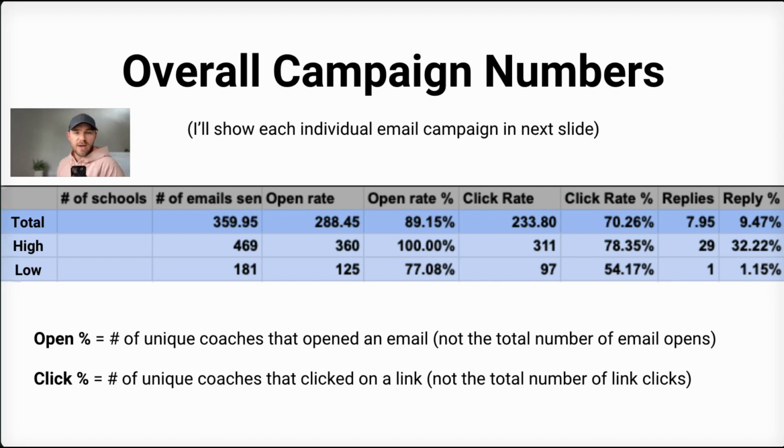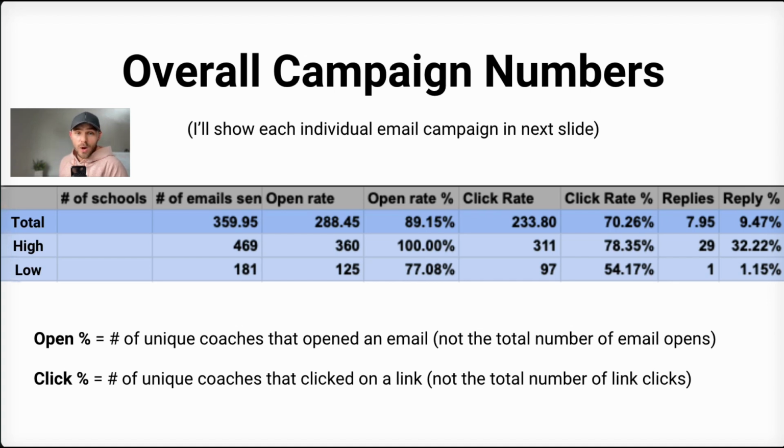Still, even at 65 to 80%, we're getting lots of exposure, and that's higher than most other athletes and people that I'm hearing from. And then that percent, the 89.15%, that is the unique number of opens. So that doesn't mean the percentage of all emails that we sent that were opened. It means if we emailed 100 college coaches, 89 of them opened at least one email. That's what that open rate percentage means.